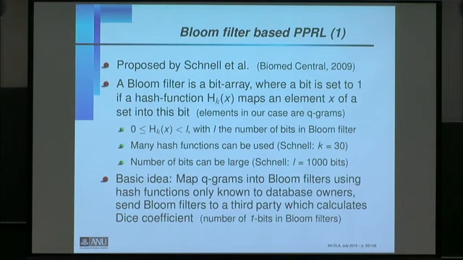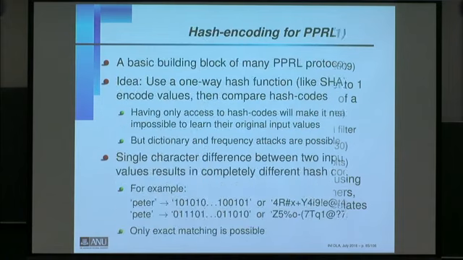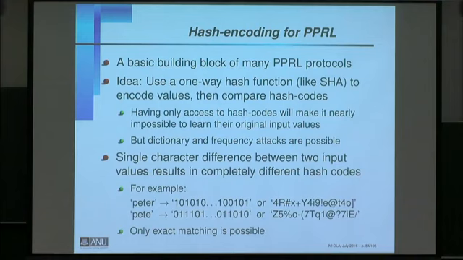I have a question on the previous slide. I don't quite understand why only exact matching is possible for the hashing. So basically if you take a value, a string, a name, and we hash it, then we get a bit pattern. Right, but you could do more than exact matching. You could do something like min-wise hashing.